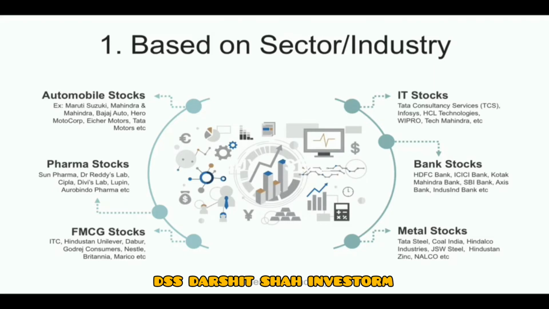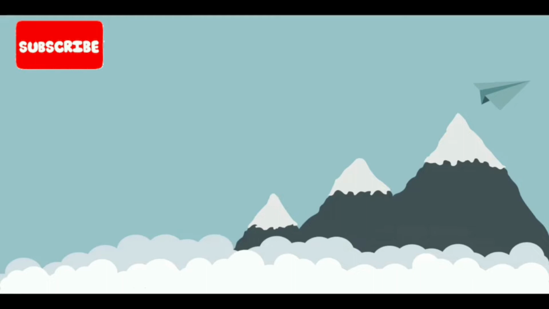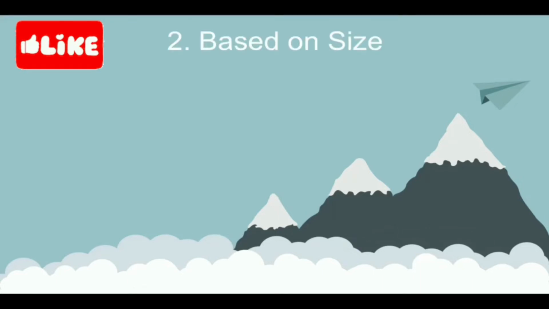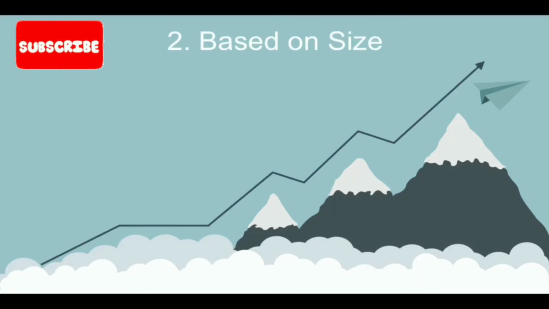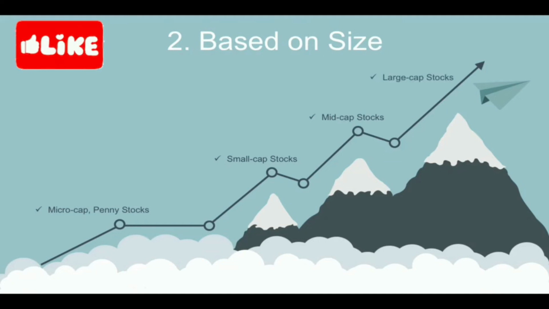Here you see what the company is doing or what products and services they are providing, and based on that you classify them in different sector and industry. Now let's move forward to classify companies based on their size. So based on the size of the company, they can be classified as micro cap or penny stocks, small cap stocks, mid cap stocks, and large cap stocks.